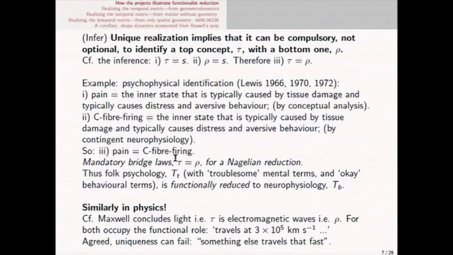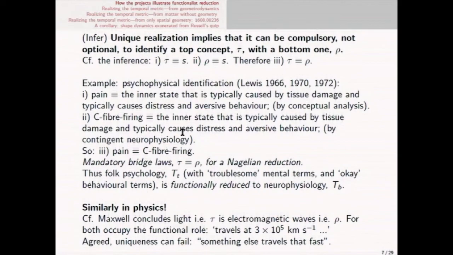And in the Lewisian type of reduction, the bridge laws that you get are mandatory. It's tau equals rho. And so folk psychology, that we call the T-top, which has some troublesome mental terms, and it could have okay behavioral terms, but as we have specified pain in item number 1, can be functionally reduced to neurophysiology, which is the bottom theory here.